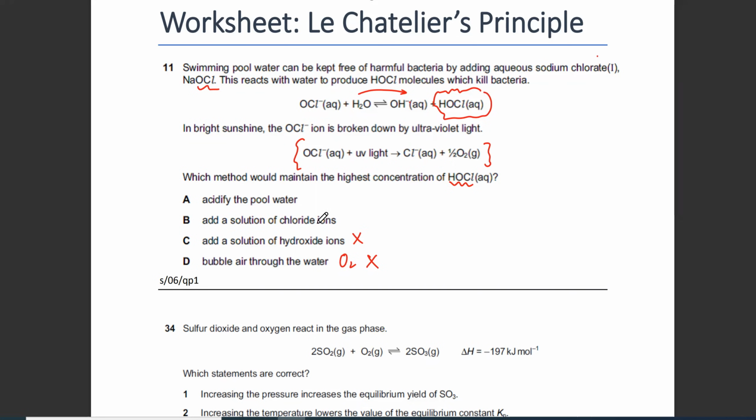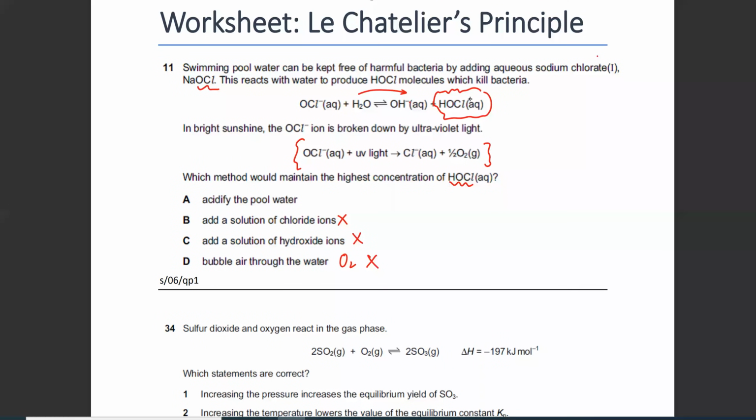Similarly, add a solution of chloride ions. Now chloride ions have nothing to do with this equilibrium. They're in the second one, and that's not reversible. So you can't really do much about it. Even if you add more Cl ions, nothing would happen. So that's out of the question. So the answer is the first one.